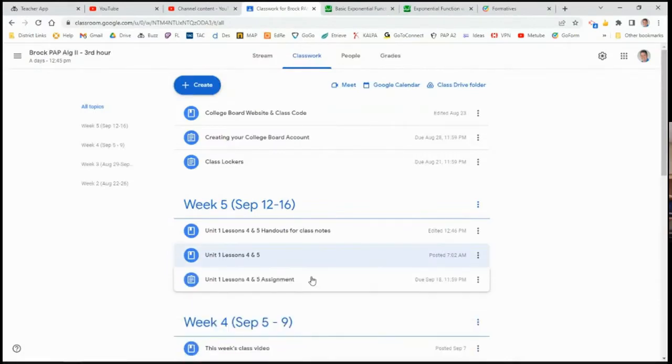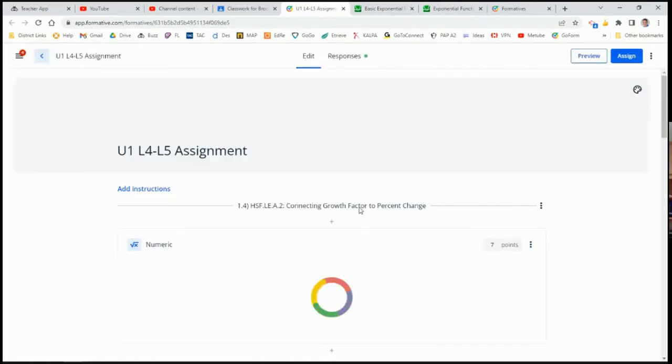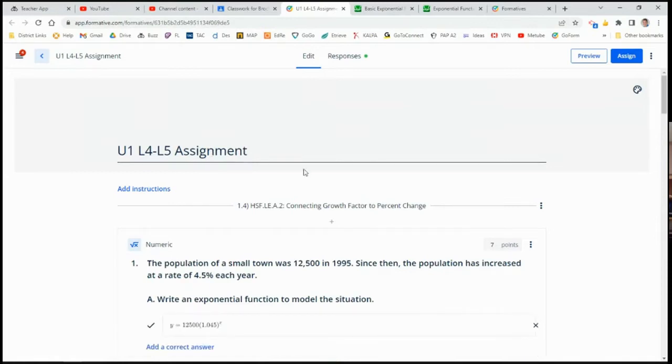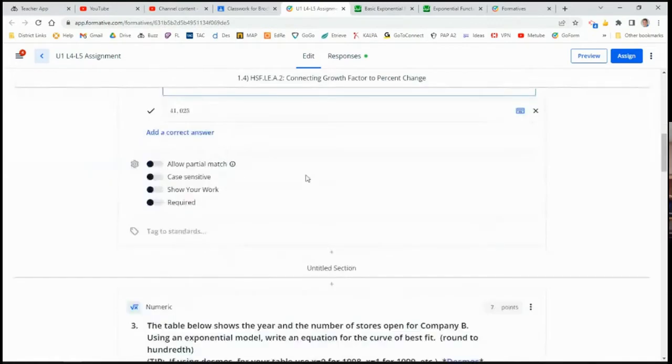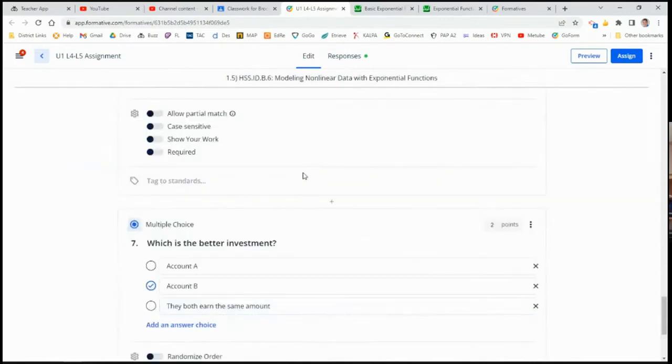So I've got the lessons, and then I got the assignments, the link to the assignment in Formative. So when you click on that, it's going to take you over to Formative to the unit 1, lesson 4 and 5 assignment. Loading very slow today, but it's there. Oh, there it comes. So yeah, the lesson 4 and 5 assignment right there. So got it. How many questions we got here? It's like seven questions.